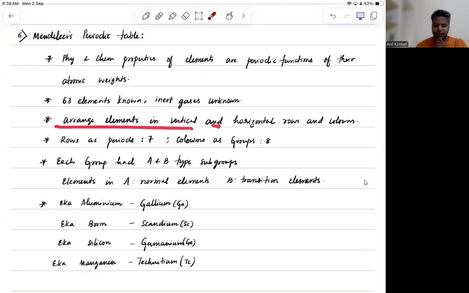He arranged them in vertical and horizontal columns. There were 7 rows and 8 columns.